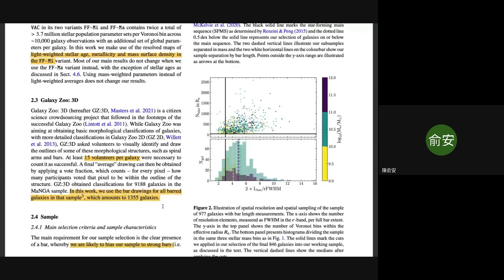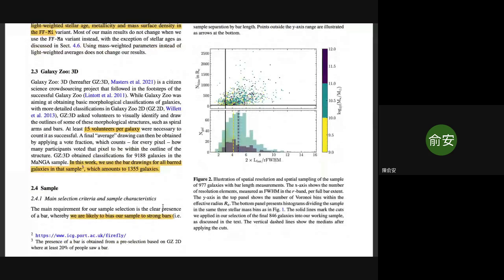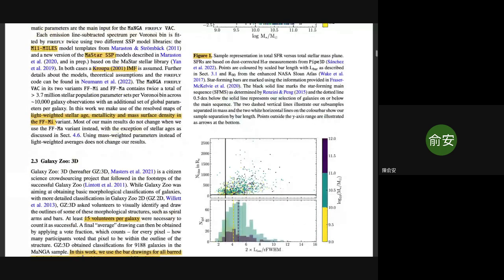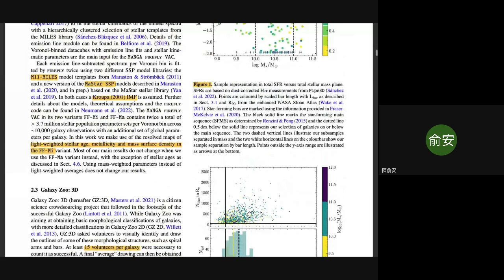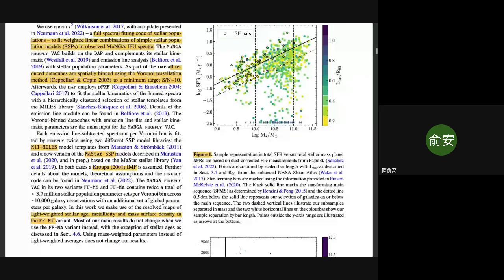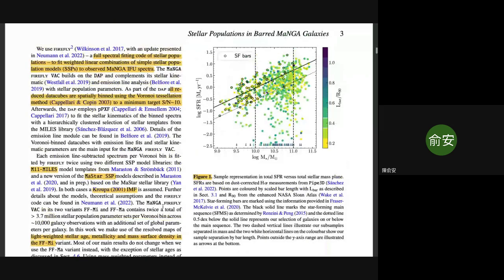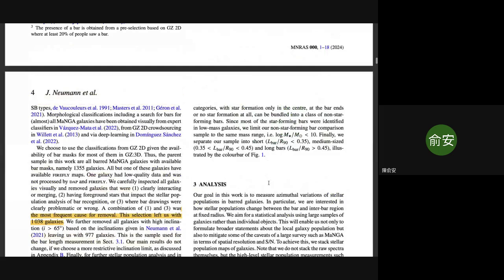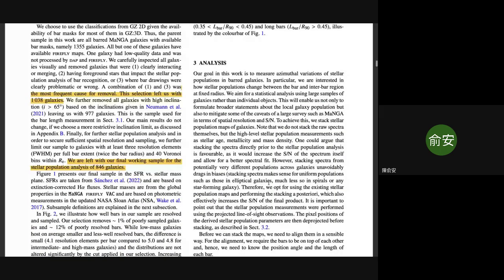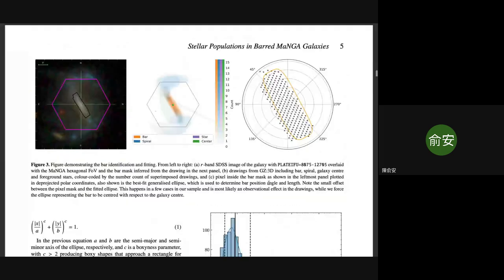Okay. So from here, since their aim is to study the bars, they only selected those galaxies that have significant bar features. Yes, and then they also show the overall star formation rate versus the stellar mass plane. And so here we can jump to their analysis.